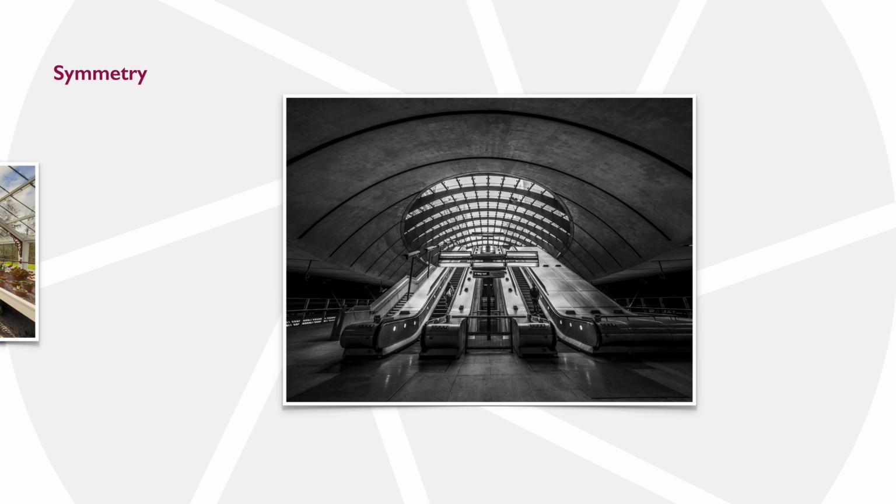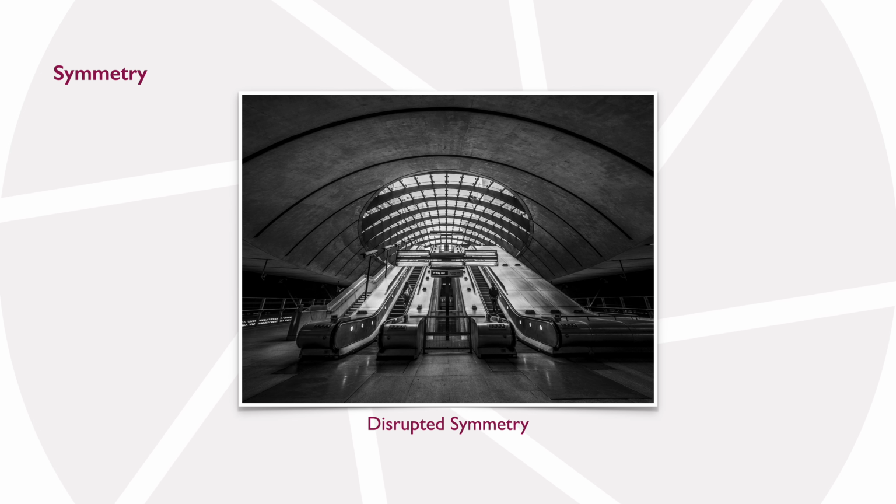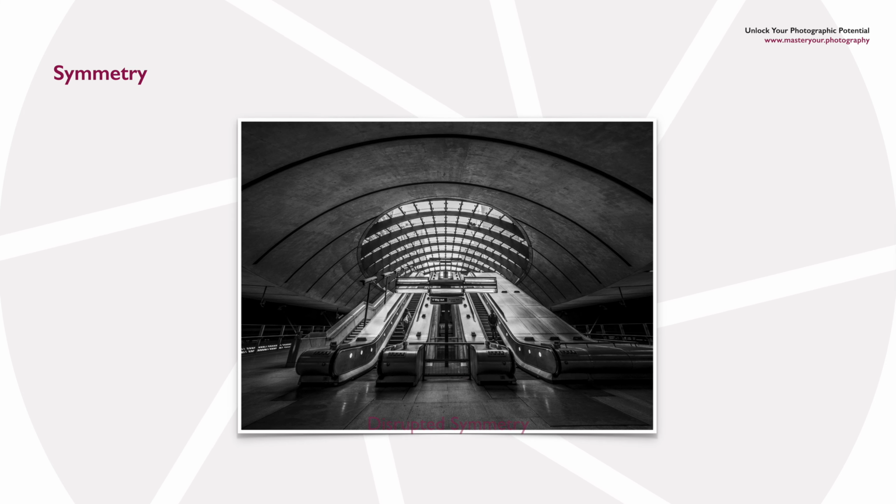Sometimes it's good to actually intentionally disrupt the symmetry in an image. So in this example, we've got an architectural subject that is inherently symmetrical, but then by placing a person on each of the escalators, one going up, one going down, it just disrupts the symmetry and it creates a little bit of tension within the image that makes it more interesting.